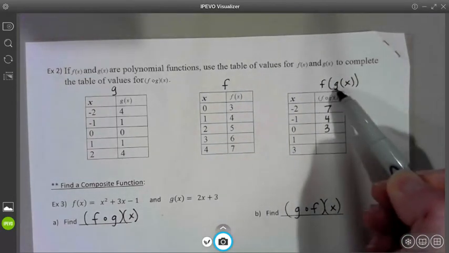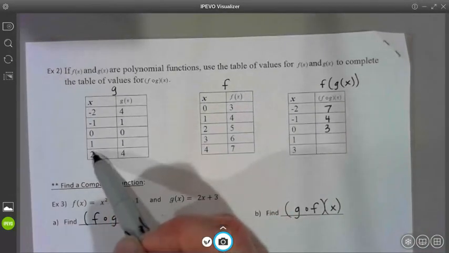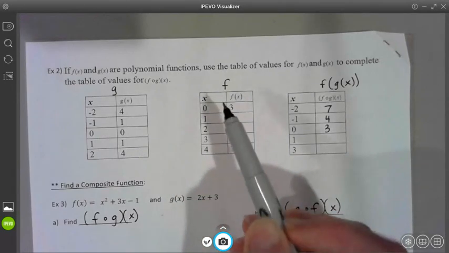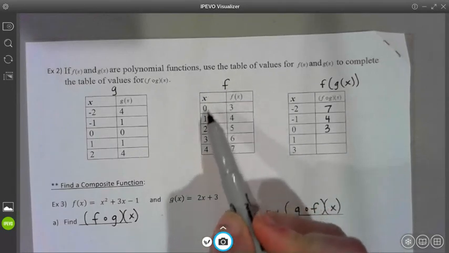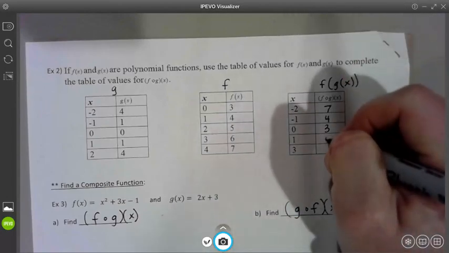All right, and then let's do 1. What is f of g of 1? Well, if 1 goes into function g, according to this table, a 1 will come out. So then 1 is what gets plugged into function f. So according to this table, if a 1 goes into function f, a 4 will come out.